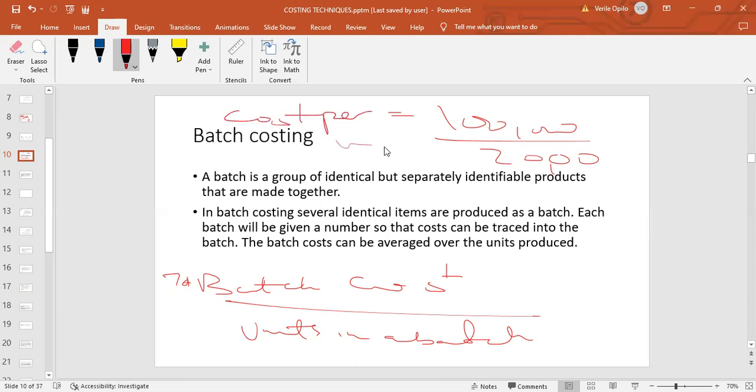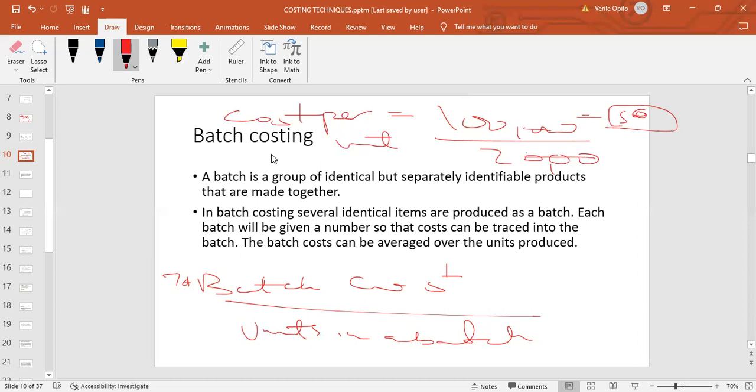In this case, the cost per unit will be 100,000 divided by 2,000. That will mean that the company on average is producing each unit at a cost of 50. So essentially, the way batch costing works is almost similar to the way job costing works, only that instead of the company producing each unit uniquely and separately, they are producing these units all together in one batch.